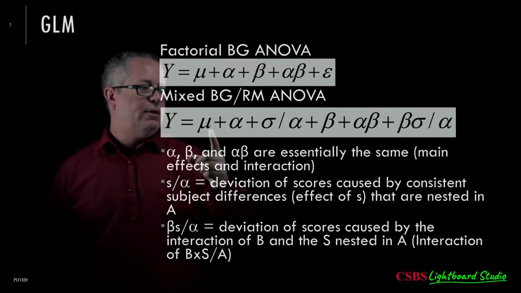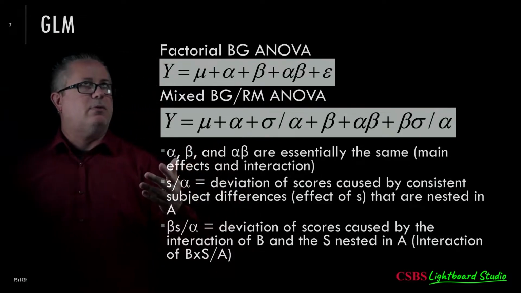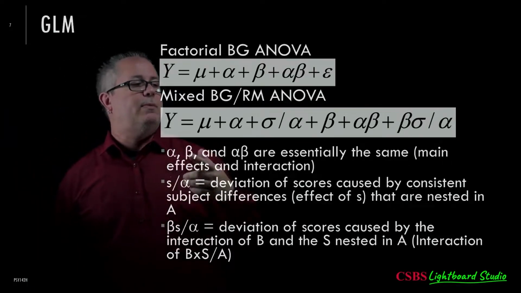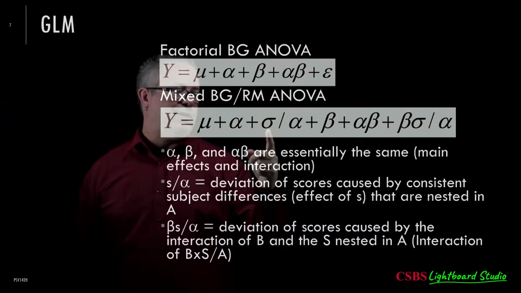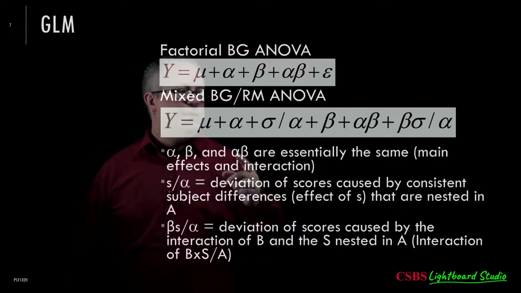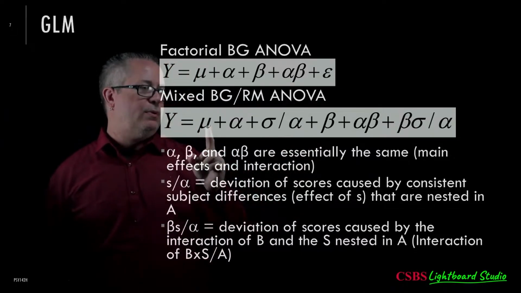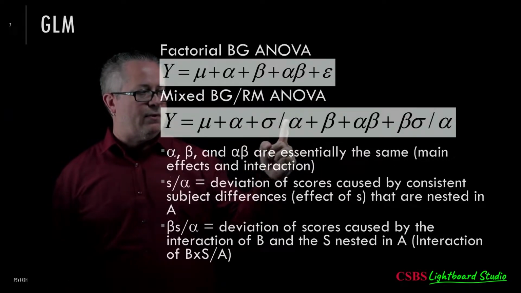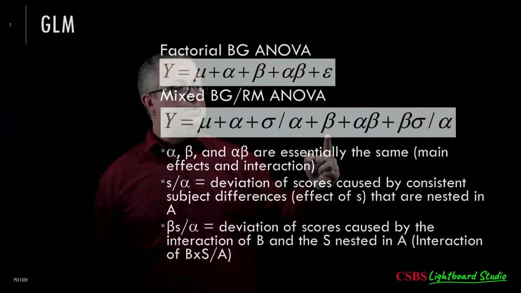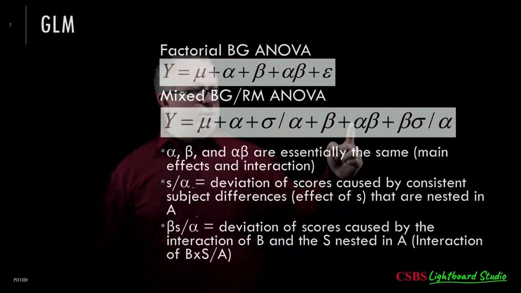So instead of having, as in a one-way or factorial repeated measures design, mu, alpha, and then S, and then a B by S, this is the same thing where we're getting mu and alpha, because alpha is the between groups effect. We also have subjects that are nested within alpha, this average subject effect within alpha. Then we have the beta effect, which is the repeated measures effect. Then we have an interaction.